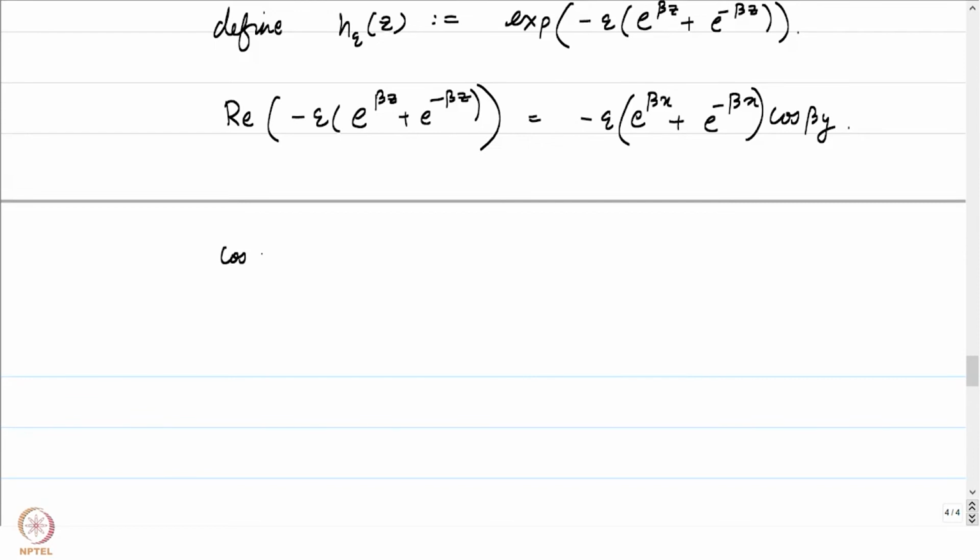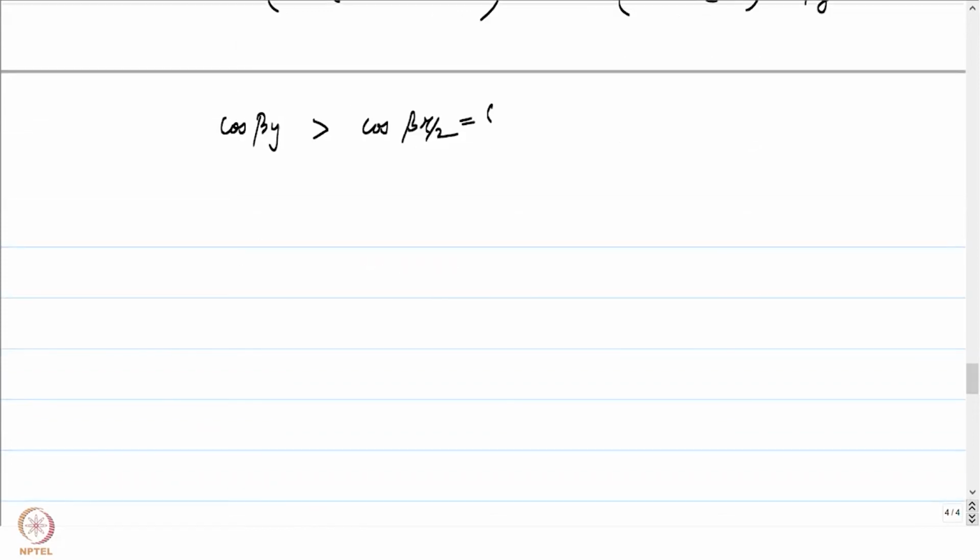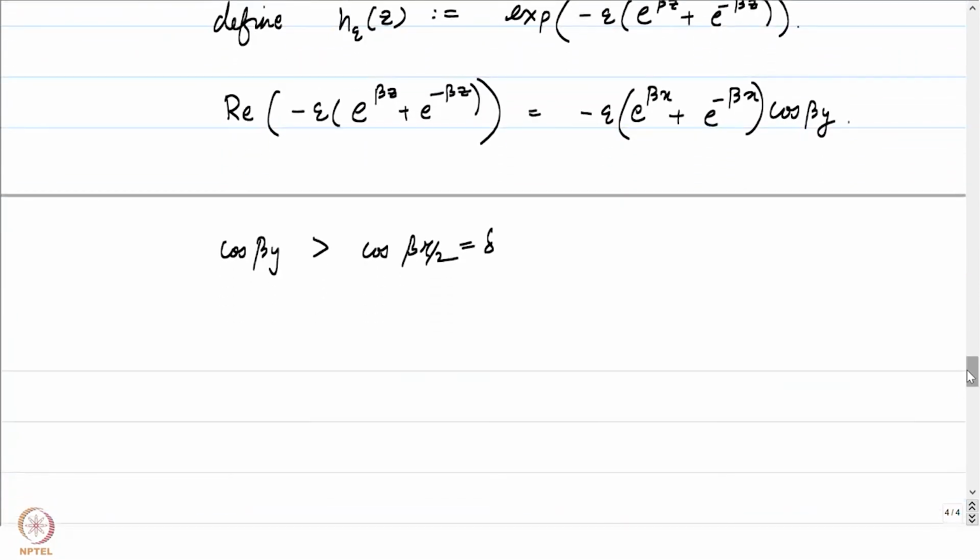And notice that beta y is going to be between minus pi by 2 and pi by 2, and therefore cos beta y is going to be less than cos of beta times pi by 2. Beta is strictly less than 1. Remember, our choice of beta was between alpha and 1 for some beta positive. So this is going to be strictly less than pi by 2, and therefore this is not going to be 0. So cos beta y will be a number which is strictly less than some, say, delta. Also, because y is between minus pi by 2 and pi by 2 and beta is positive, cos beta y will be a positive number. So we are in good shape.